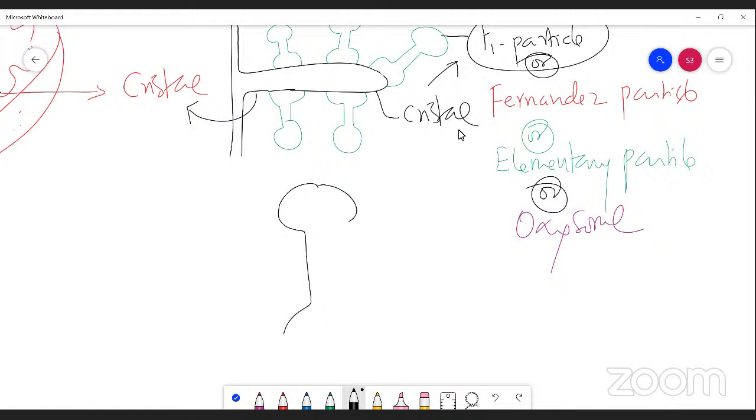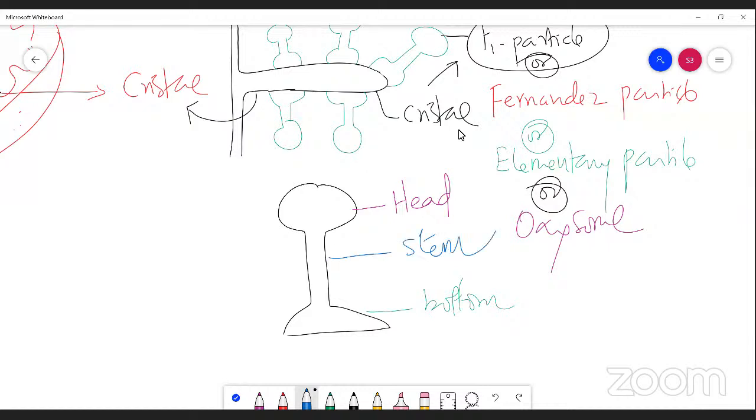This is an F1 particle, right? When you see this F1 particle, it consists of the head, which is the upper part of the F1 particle. Then the bottom that you see is the bottom, right? And the middle portion is simply the stem portion or middle part of the F1 particle.